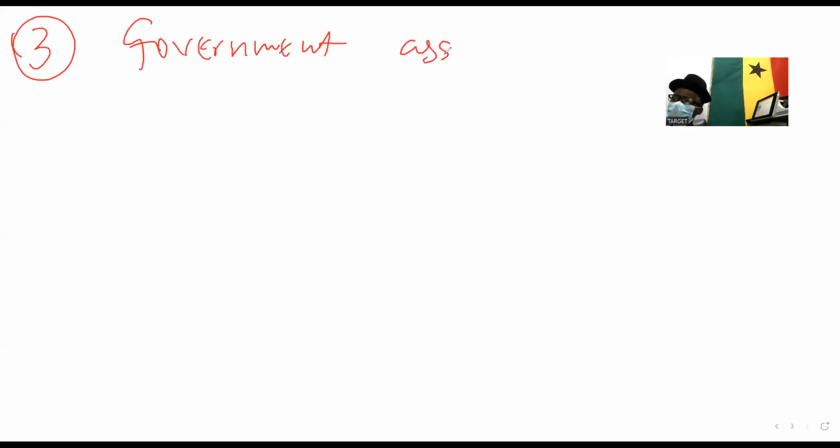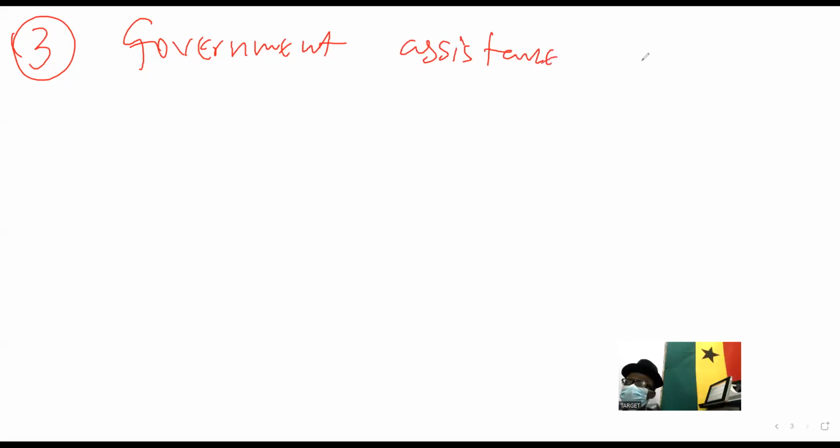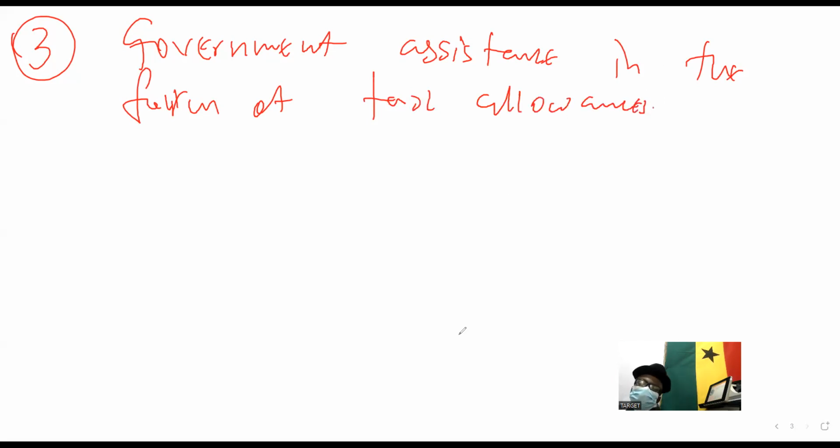Now, there are many exceptions. Number 3, government assistance in the form of taxable profit or tax loss, like tax savings, tax credit or tax allowances. We don't talk about it. All these are exempted.